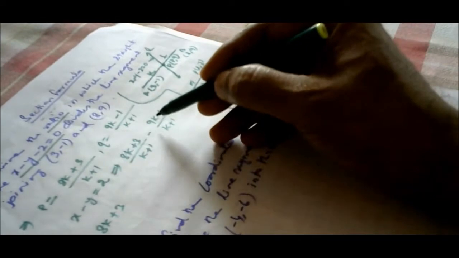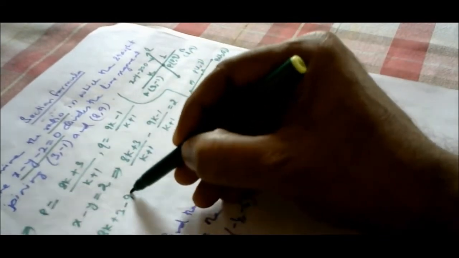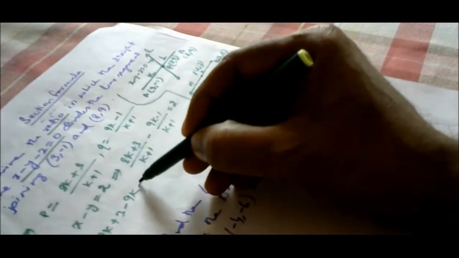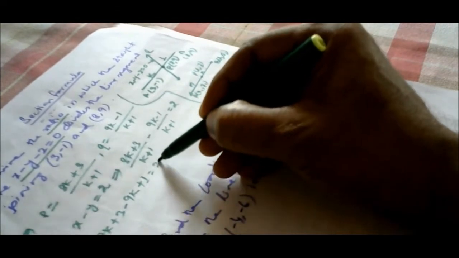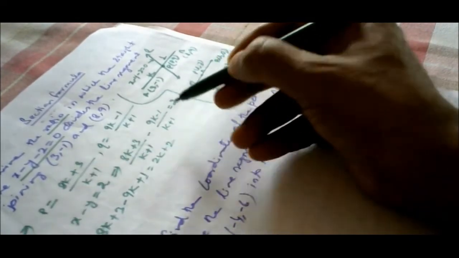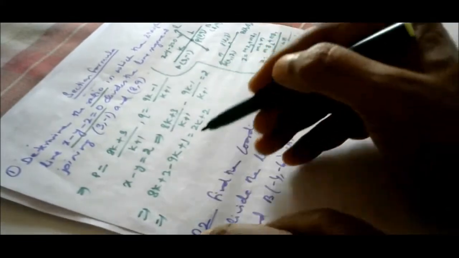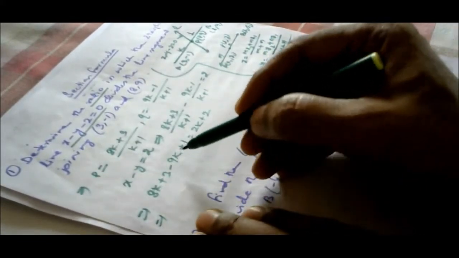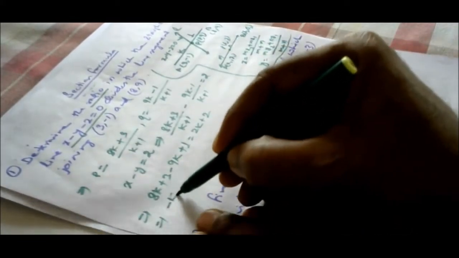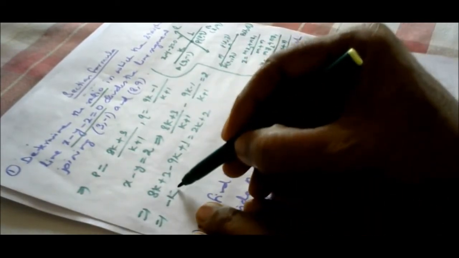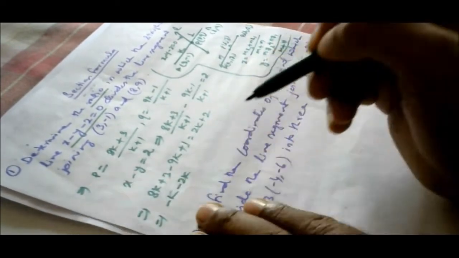8k plus 3 minus 9k plus 1 is equal to 2k plus 2. This k plus 1 will get multiplied there. Now this will solve. So 8k minus 9k is minus k. This k will come to this side, so make it minus 2k.